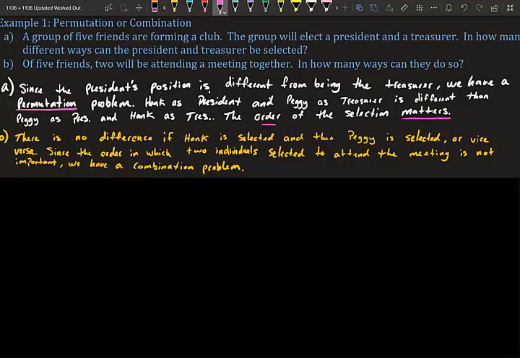That's a permutation. Now, of the 5 friends, 2 will be attending a meeting together, and how many ways can they do this? There is no difference if Hank is selected and then Peggy is selected, or vice versa. Since the order in which 2 individuals are selected to attend the meeting is not important, we have a combination. So when order is not important, then it's a combination. Because if you're just attending a meeting, if Hank then Peggy goes, it's no different than when Peggy or Hank goes, because they're both going to the meeting. But if we select a president and treasurer, that's where things start to actually matter. So that's the difference between permutation and combination.